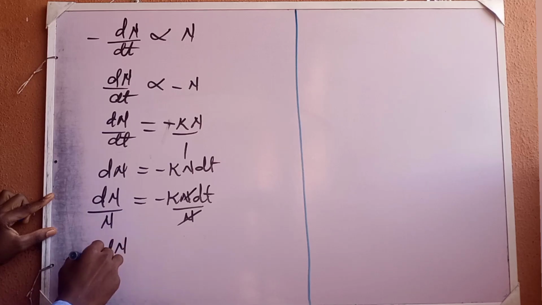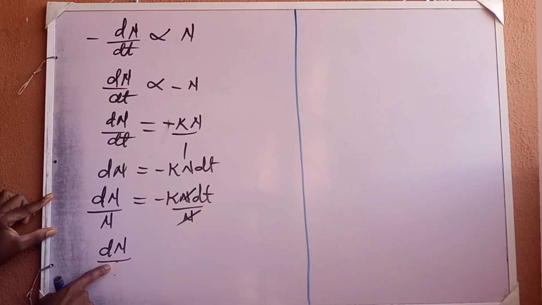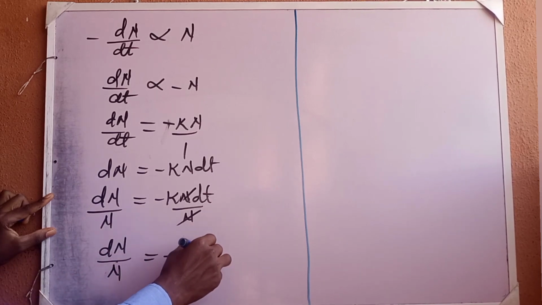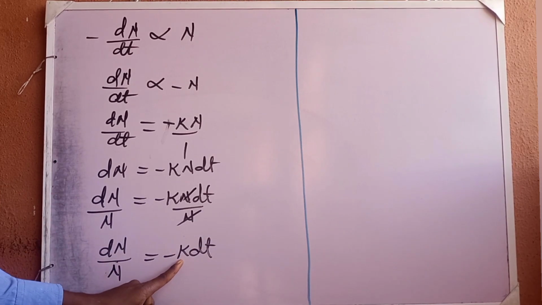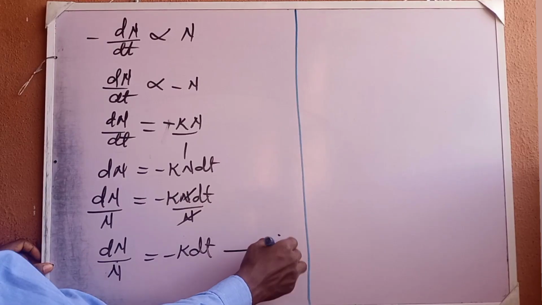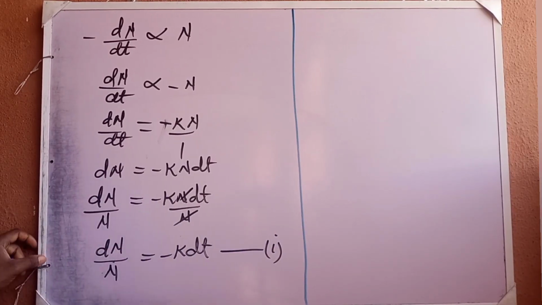So dN upon N equals negative k dt. Remember again that this k is the constant of proportionality. We can call this equation 1. So I'm going to integrate both sides of equation 1.